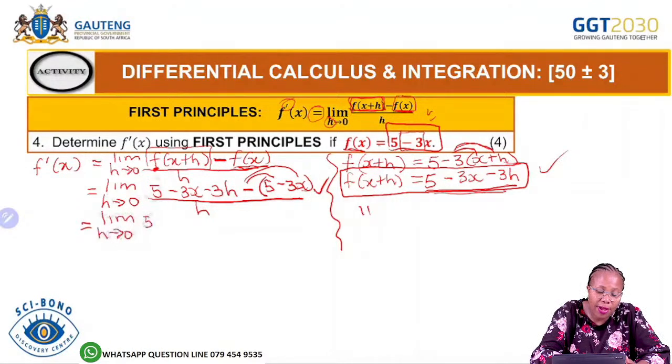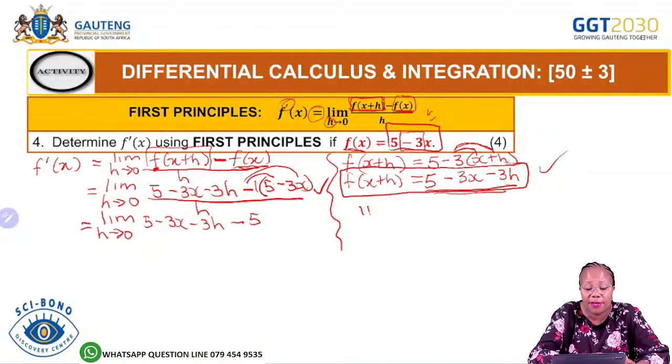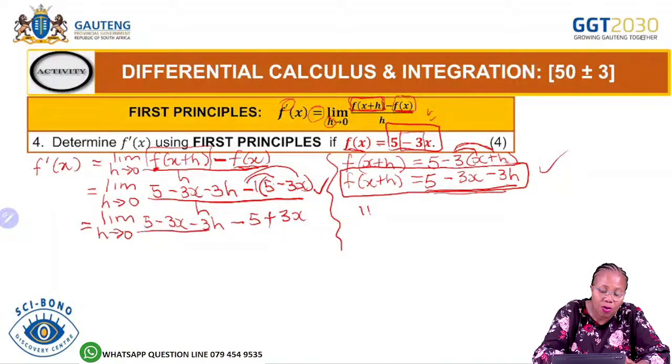And then that is 5 minus 3x minus 3h minus 5. It's a negative 1 multiplied by 5, that is minus 5. And the negative 1 multiplied by minus 3, that will be a positive 3x. And then all over h.